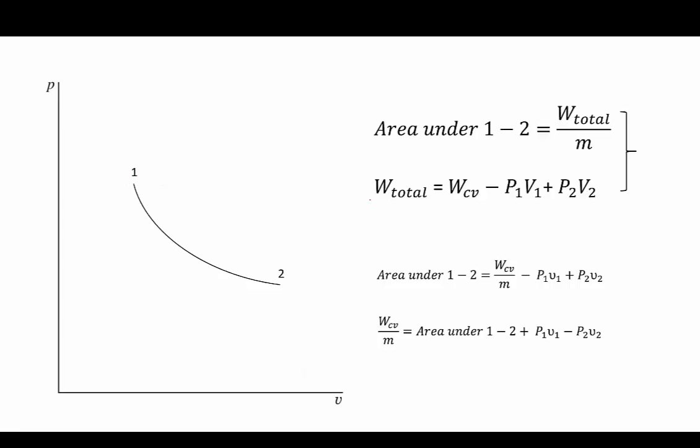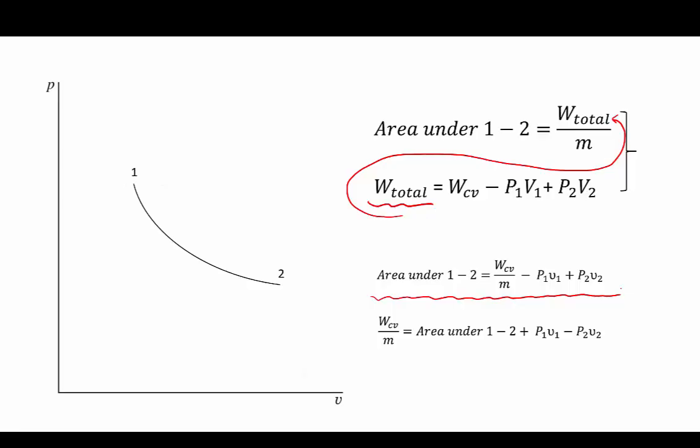So we're plugging this new expression of W total back into our previous equation, and this is what we get. Area under 1 to 2 is equal to WCV per unit mass minus P1 nu 1 plus P2 nu 2. And then we perform algebra. We move WCV per unit mass, which is usually the one we're looking for, such as the movement of the piston or the turning of the blades. It is equal to area under 1 to 2 plus P1 nu 1 minus P2 nu 2.